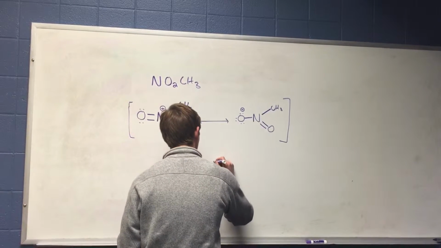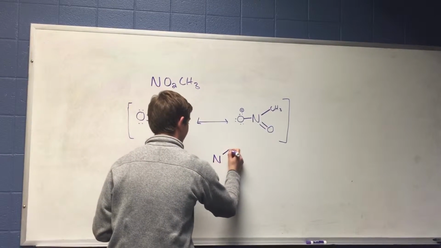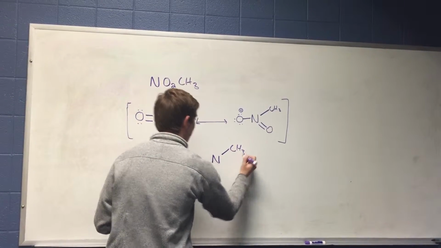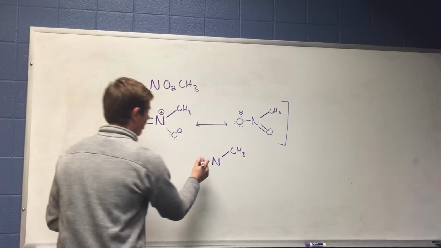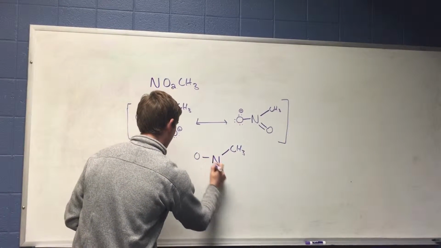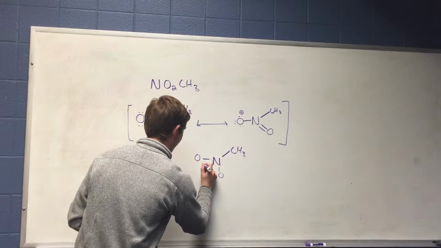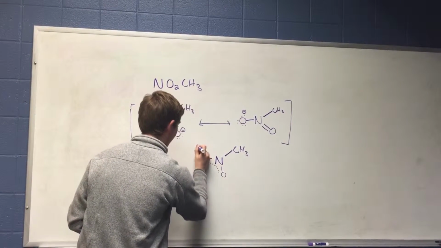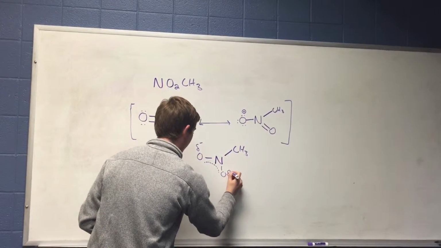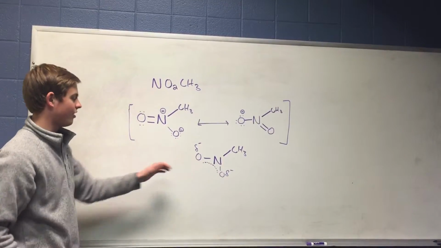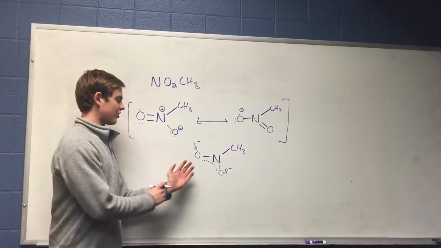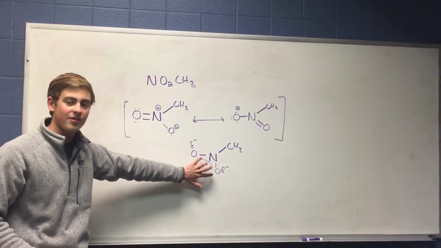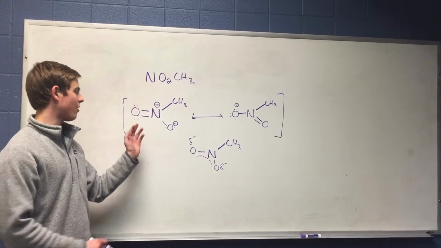Sometimes it's easier to look at it with another type of notation. We can draw this nitromethane with this kind of structure. This notation helps us really visualize that the electrons are being shared by both of these oxygens, rather than just one Lewis structure.